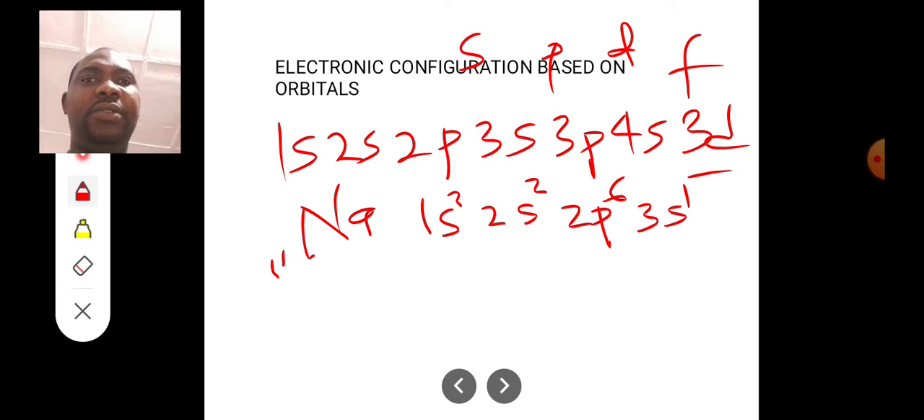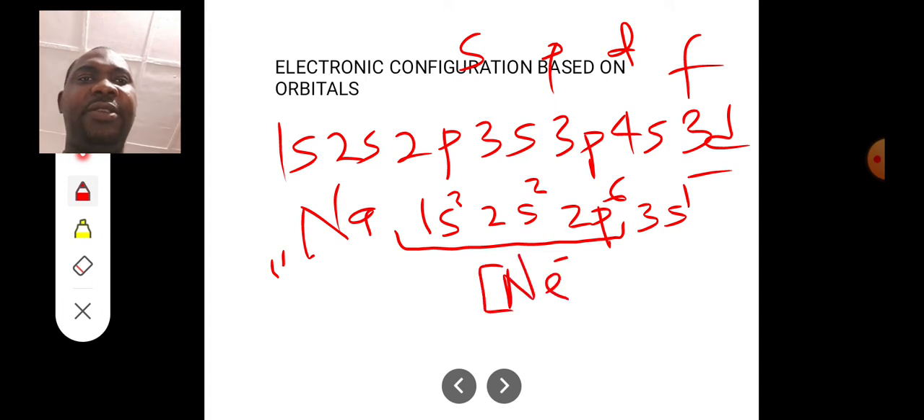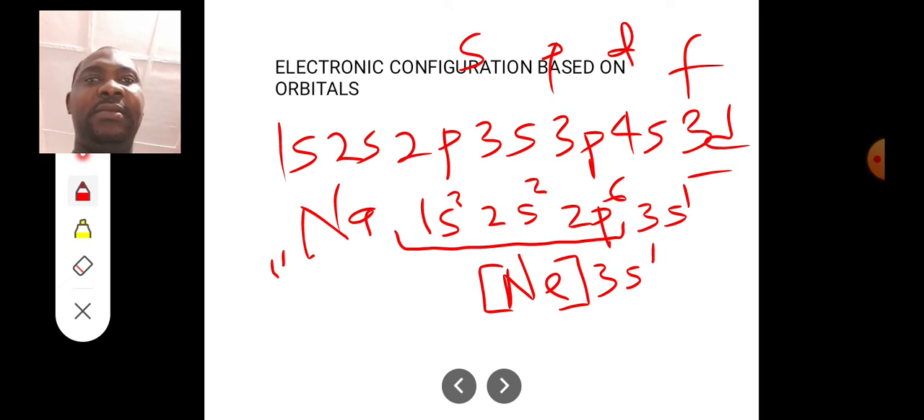Now, I also want to say this, that we can use the configuration of noble gases to write the configuration of elements. Like here, 1s2, 2s2, 2p6 is 10 electrons, which is obviously neon. So we can say neon, then 3s1. That's another way we can write the configuration of sodium. Neon has 10 electrons, it's a stable and inert gas. Okay, we have Na, then 3s1.